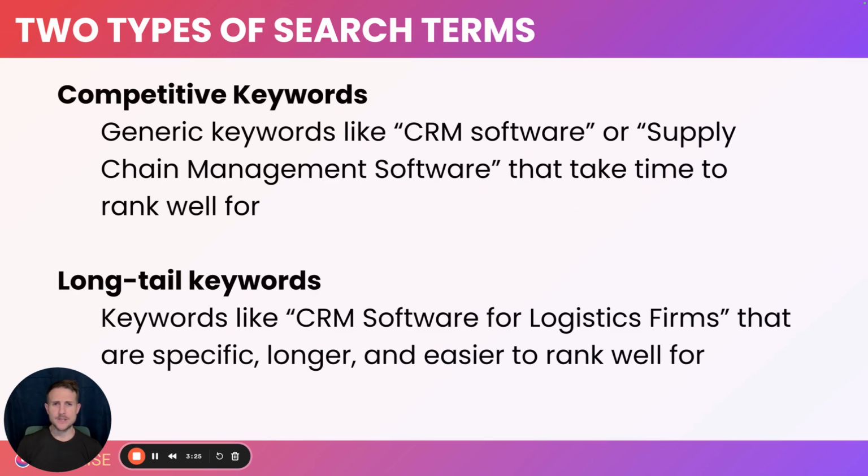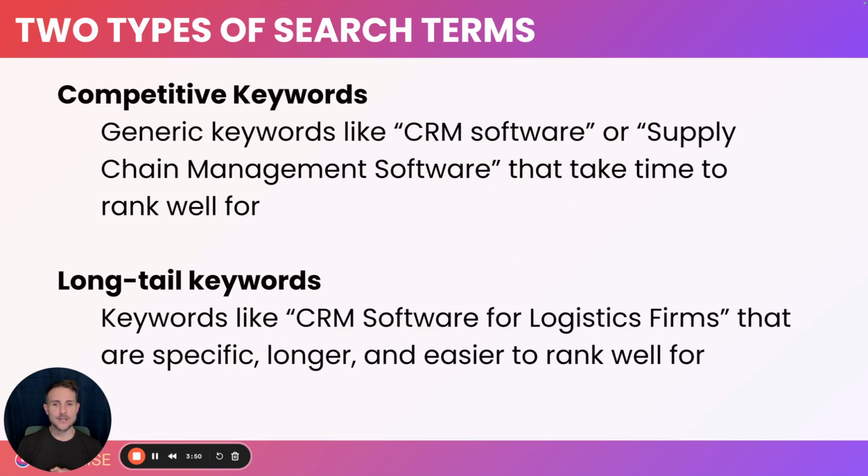So what are competitive keywords? These are generic terms like CRM software or supply chain management software. These will often take time, 12 months, 18 months of consistent effort, building relevant content, getting lots of links, doing lots of PR, doing lots of podcasts, getting lots of people linking to your website in order to show up in the top 3 for those types of competitive terms. But in the meantime, you can rank well for long tail keywords.